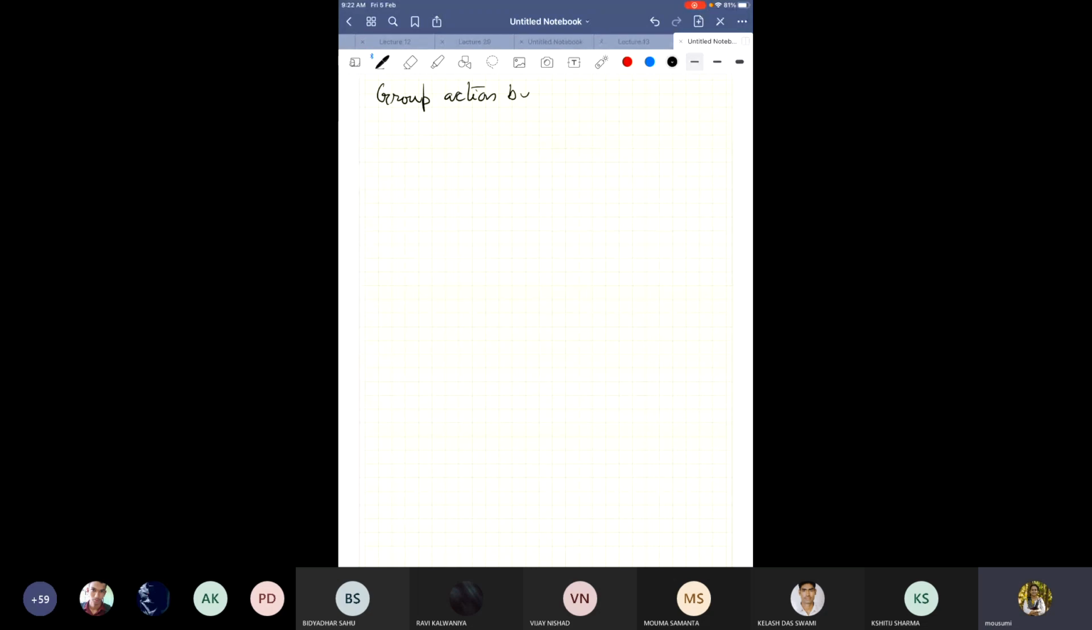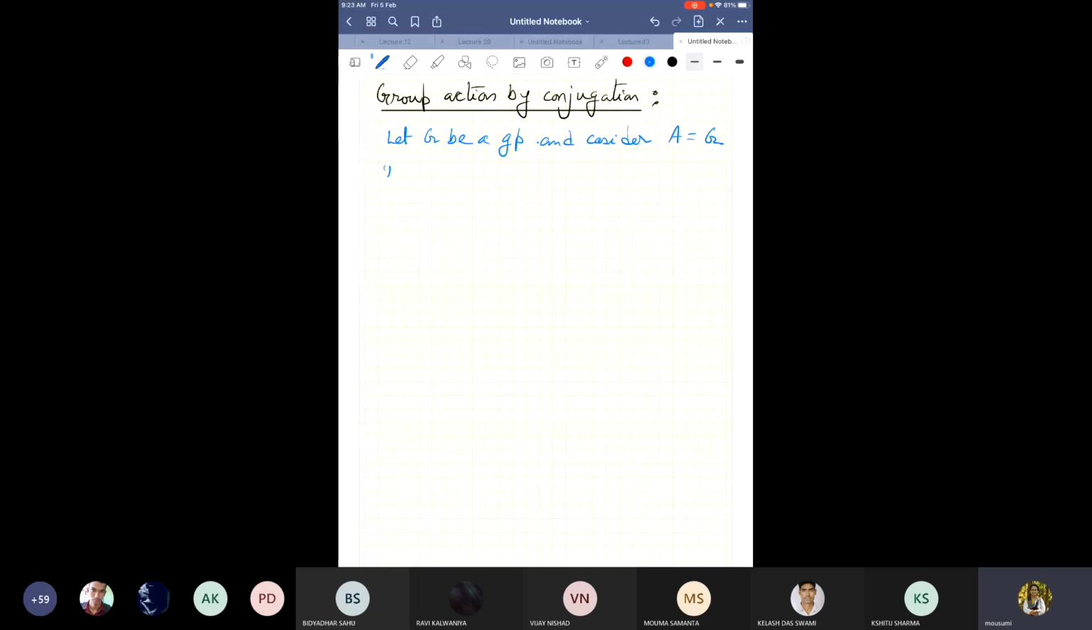So group action by conjugation. What is the group action by conjugation? I think I have already defined this, so let me just brief quickly. Let G be a group, and consider A to be equal to G itself. That means the set also I am considering is the group itself.